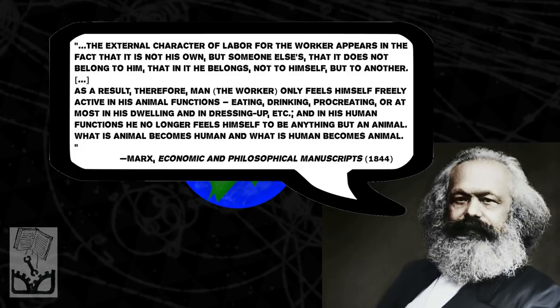As Marx put it in his Economic and Philosophical Manuscripts of 1844, quote, "The external character of labor for the worker appears in the fact that it is not his own, but someone else's, that it does not belong to him, that in it he belongs, not to himself, but to another. As a result, therefore, man, the worker, feels himself freely active only in his animal functions, eating, drinking, procreating, or at most in his dwelling and dressing up, etc. And in his human functions, he no longer feels himself to be anything but an animal. What is animal becomes human, and what is human becomes animal."